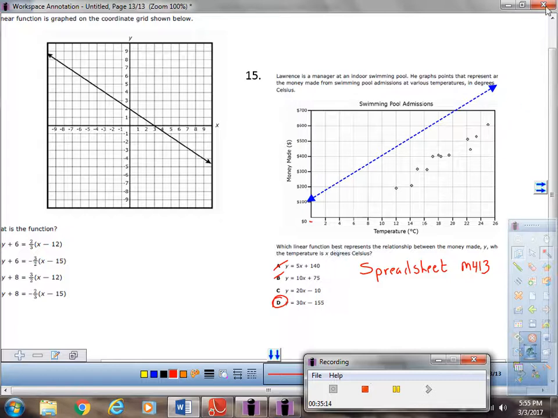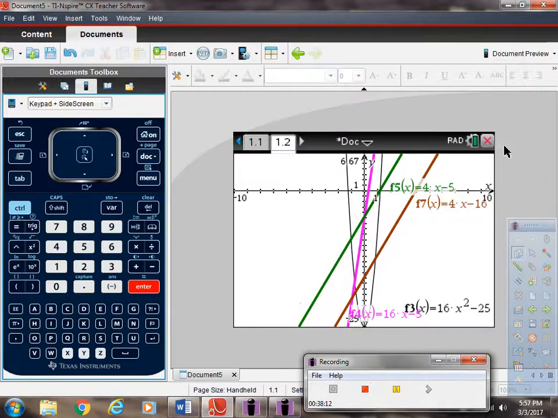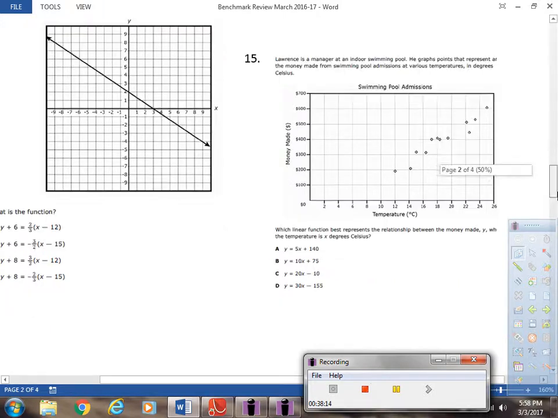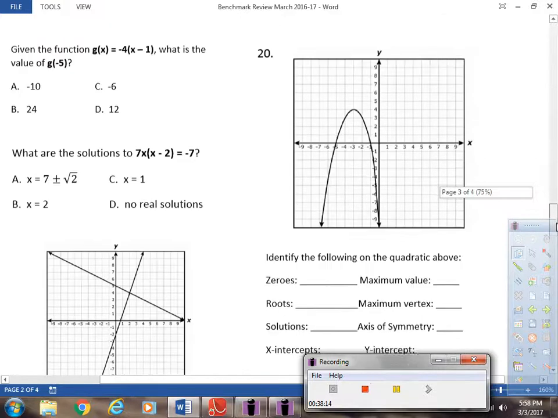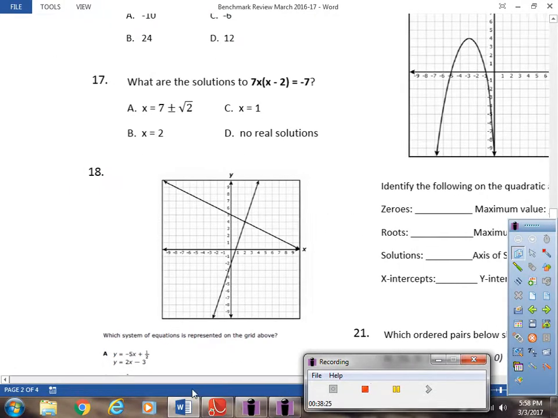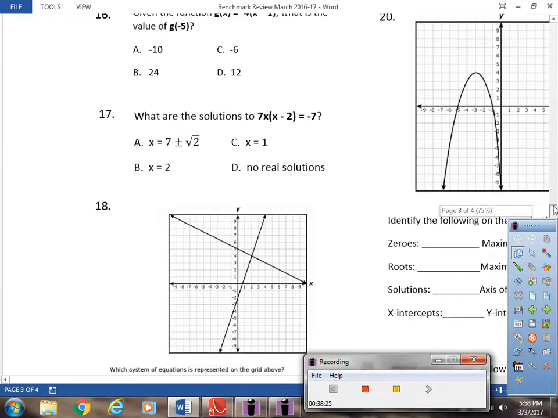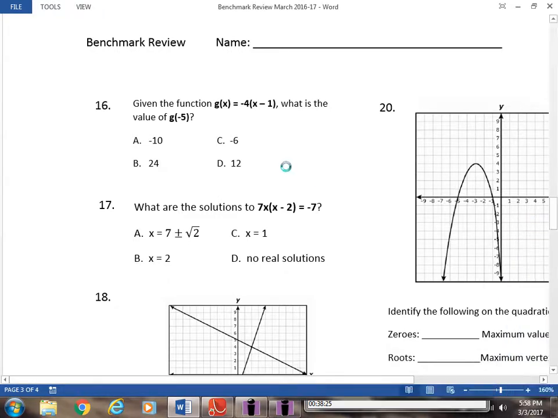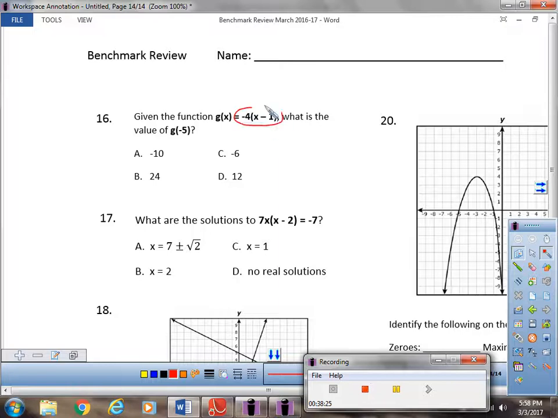All right, so let's look at question number 16. Question 16 says, given the function g of x equals -4 times x minus 1, what is the value of g of -5? So you've got a function here, and they're telling you g of -5.